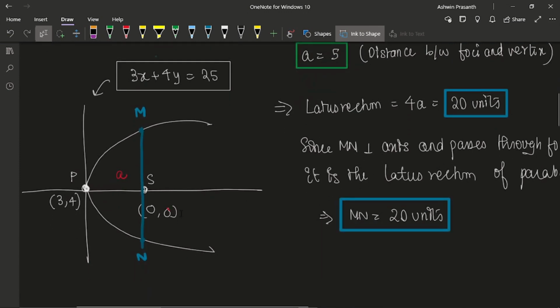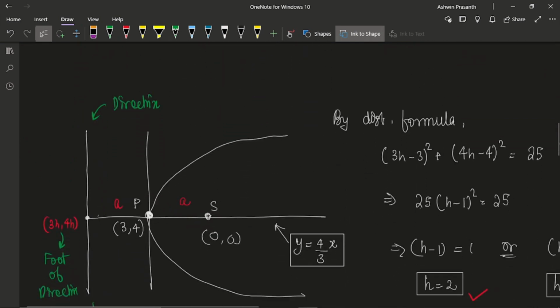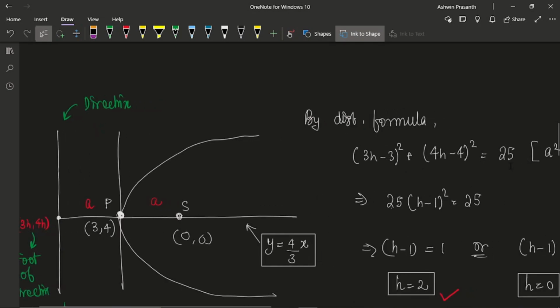Now we go to the next part, which is related to the directrix. Here we use another result: the distance between the foot of the directrix and the vertex is also equal to a, the same as the distance between focus and vertex. We also know this line because we know two points on it, so it is y = 4x/3. Based on that, we'll write the foot of the directrix parametrically as (3h, 4h), which satisfies this line. Now we use the distance formula to equate this distance to a, which is 5 units, which I've done here. I've taken the square for simplicity.